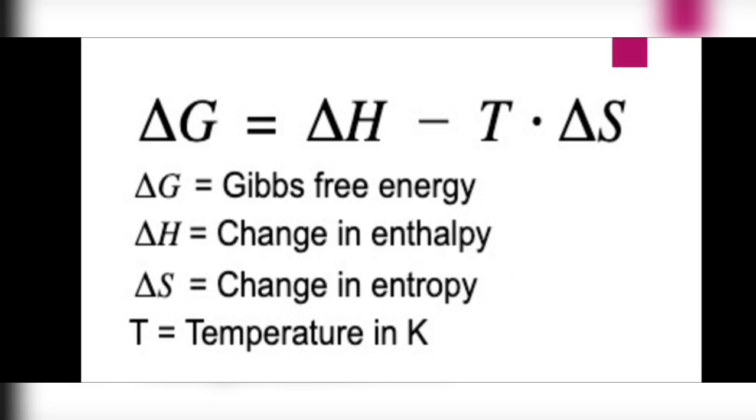So you have to remember this formula, that is delta G is equal to delta H minus T delta S, and this criteria also for delta G: if it is negative, it is spontaneous; if it is positive, it is a non-spontaneous process, for your next year.